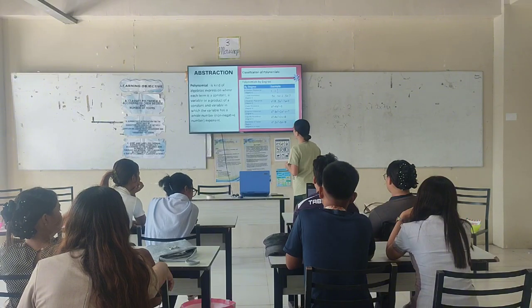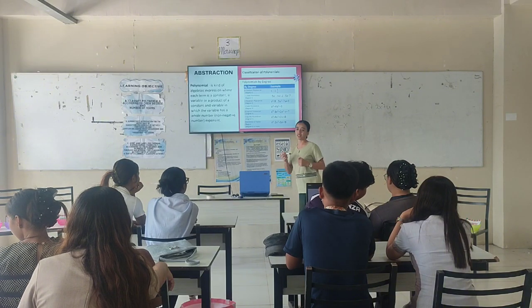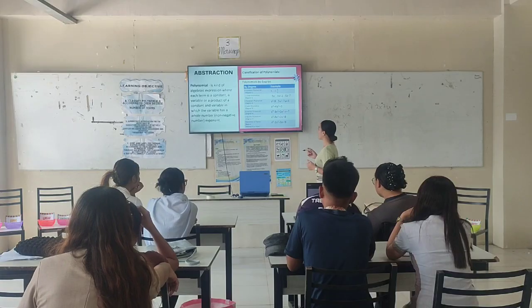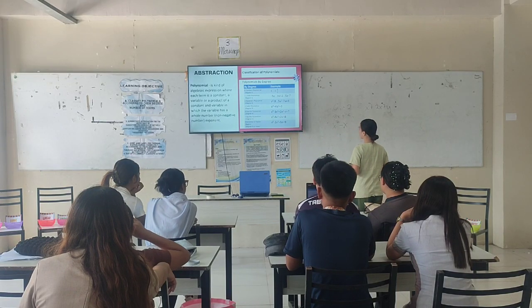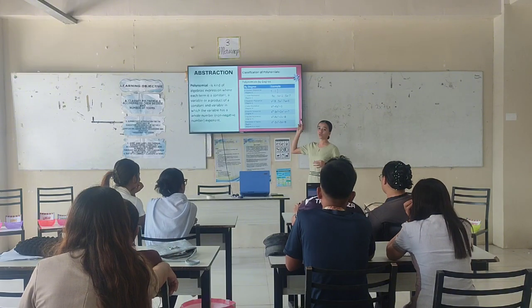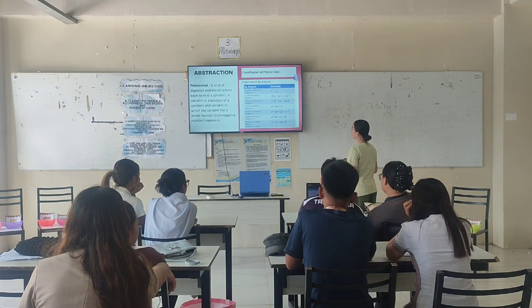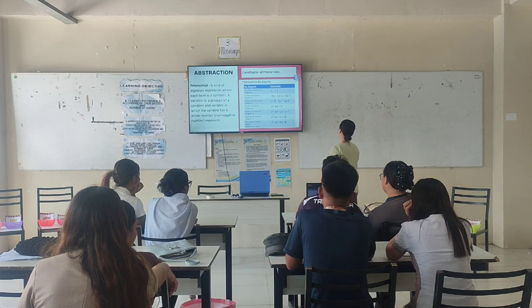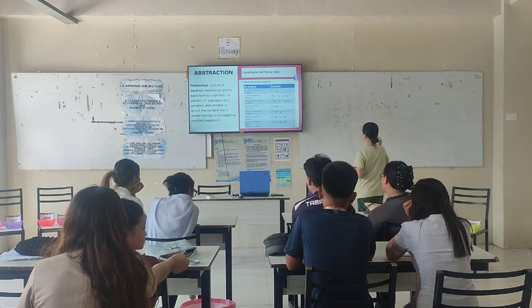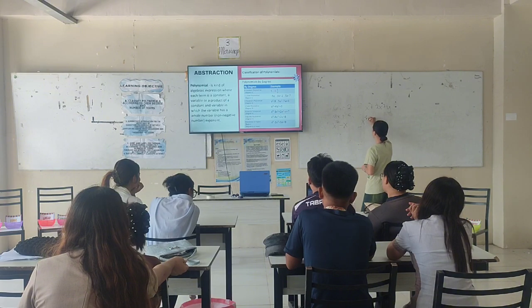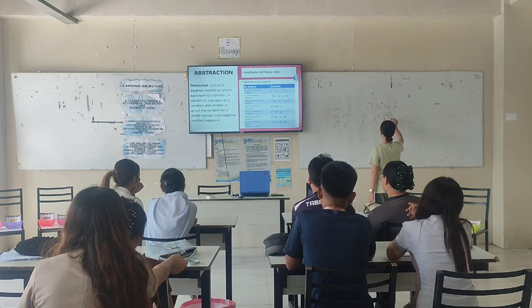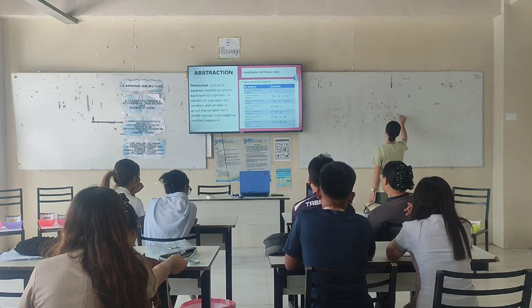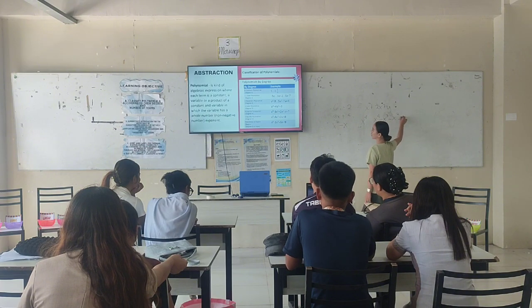Next is the quartic polynomial. A quartic polynomial has a degree of 4. For example, x raised to the power of 4 minus 3x raised to the power of 3 plus 2x raised to the power of 2 minus x plus 7. Another example for this is x raised to the power of 4 minus x raised to the power of 3 minus x raised to the power of 2 minus x.